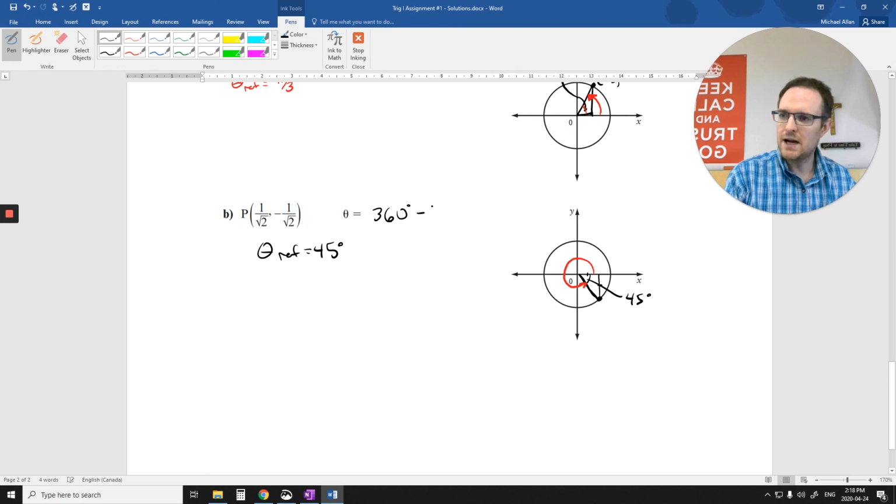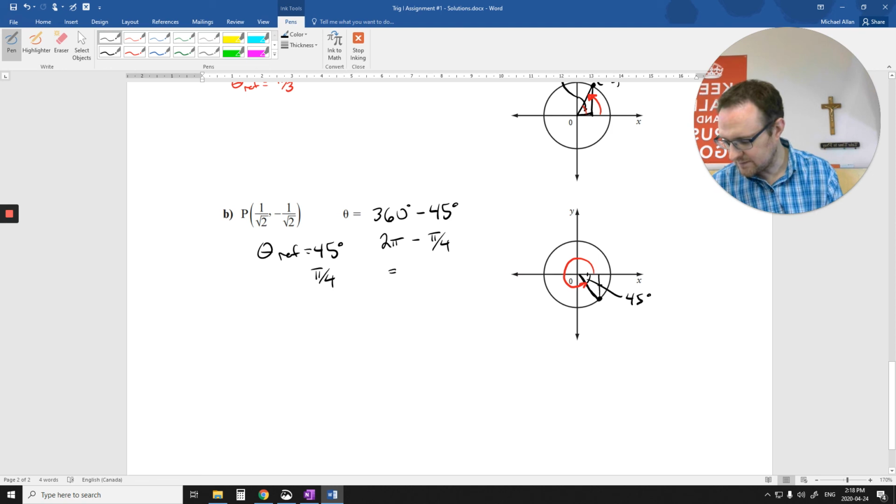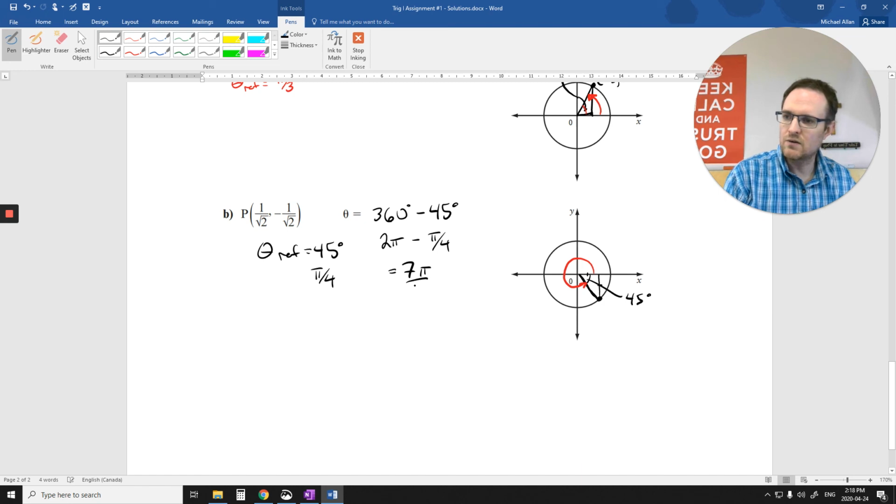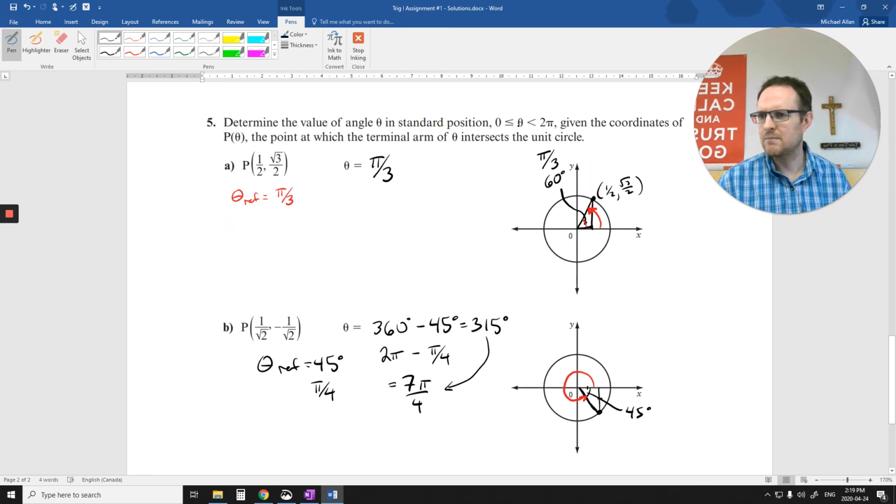360 minus 45, or because this should be in radians, 2 pi minus pi over 4. I should put that in radians. And I could do that math. 2 minus a quarter. 7 pi over 4. If you did degrees, you get 315. And then you can change that into radians if you want to. I think you have to because the question says so. Yeah, 0 to 2 pi. So you want all your answers to be in radians. It's very important.